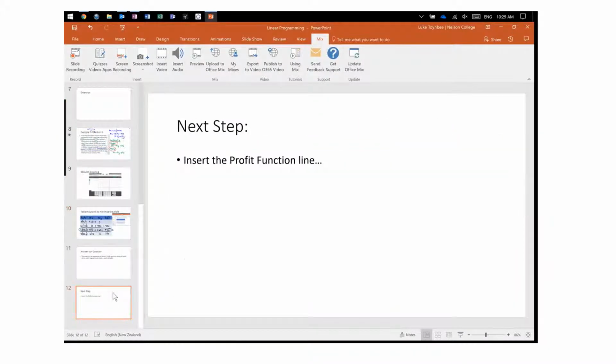So that's what I'm going to do for my next step. That's my insert in the profit function line. It might sound really complicated, but all you're doing is adding in that profit line. Any questions with that?